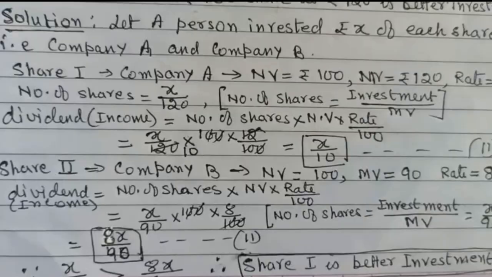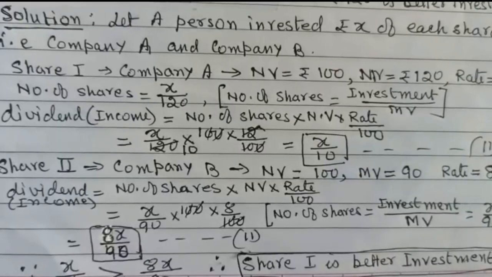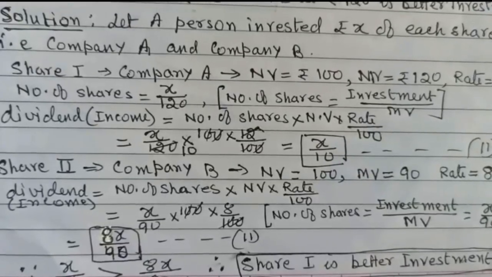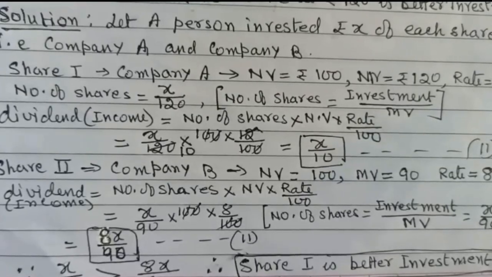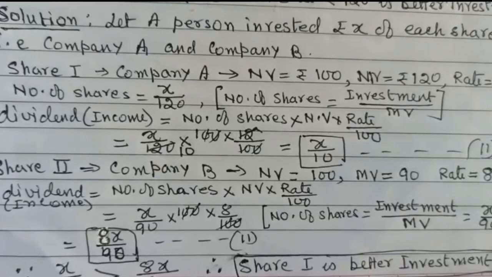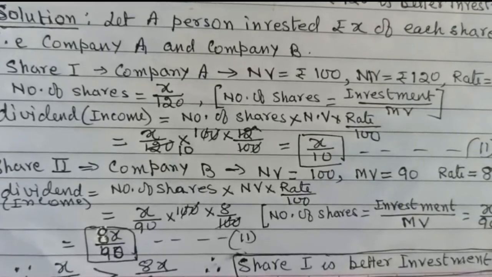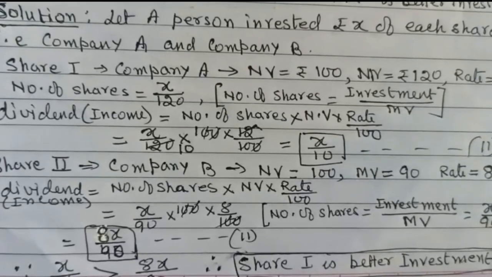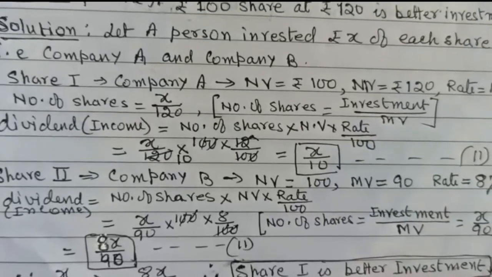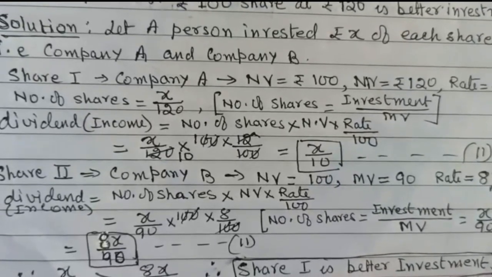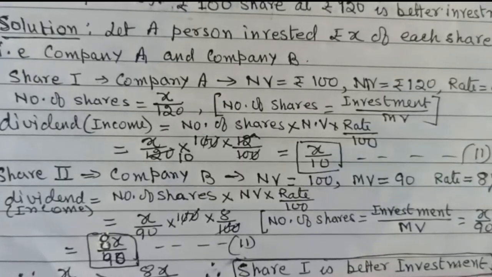Now the dividend obtained from company A is x upon 10 and the dividend obtained from the second company is 8x upon 90. On comparing, we find that x upon 10 is greater than 8x upon 90. This shows that shares of company A are better than investing in shares of company B.